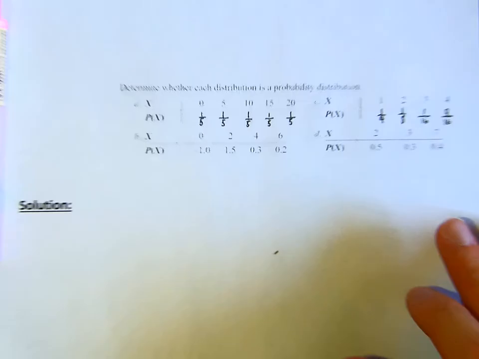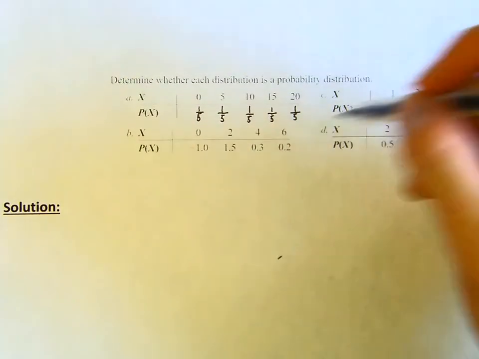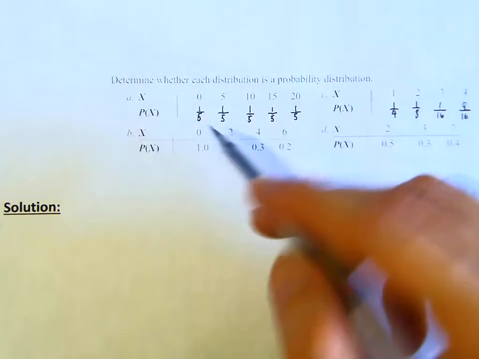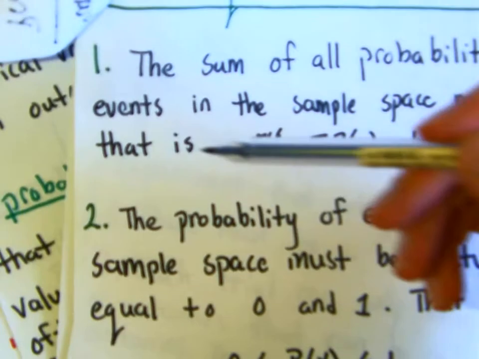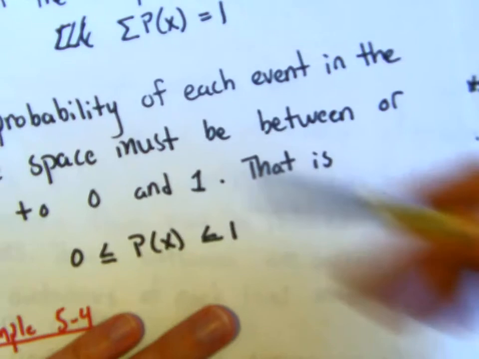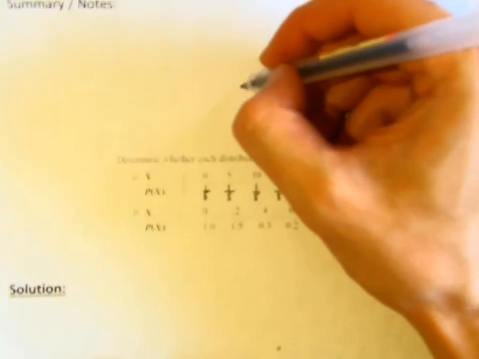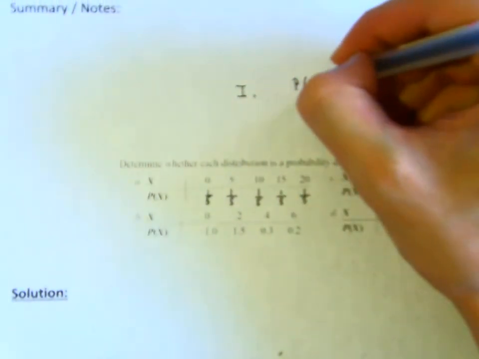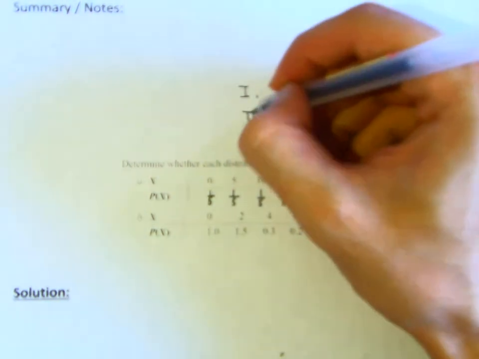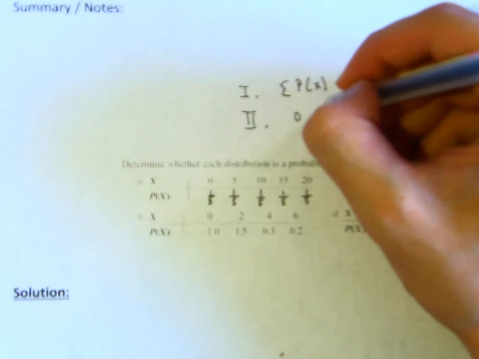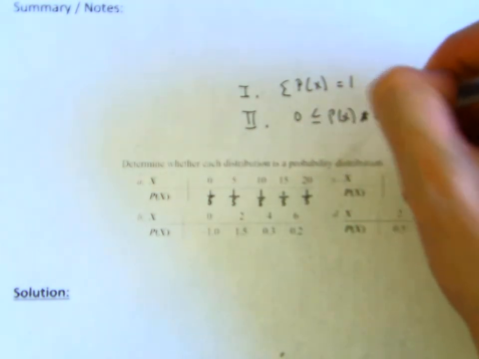It's saying determine whether each distribution is a probability distribution. So looking at example A, does example A satisfy condition 1 and 2? Okay, and hopefully you copied condition 1 and 2 down. Let's see, condition 1, and I'll just write it here. So condition 1, that the summation of P of X must equal 1. And condition 2, it's that each probability must be between 0 and 1.